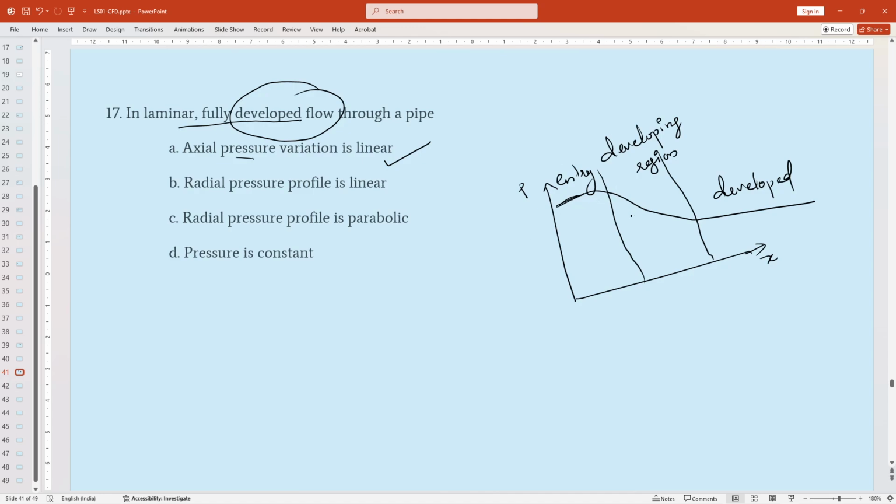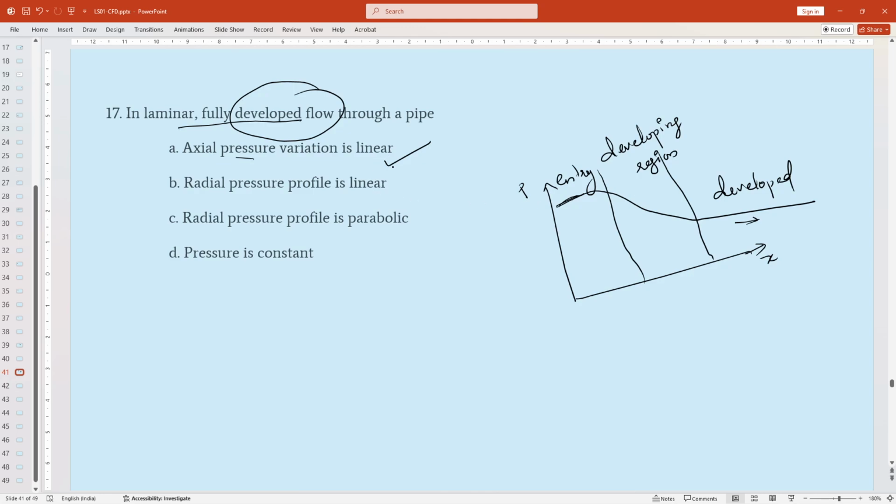you will see that here it is mostly constant, and then it changes once it approaches the flow. Then in the developing region, it is kind of logarithmically changing, or not exactly logarithmic. It is changing, but in a non-linear fashion. But once it has fully developed, then the axial variation of pressure is a linear function.